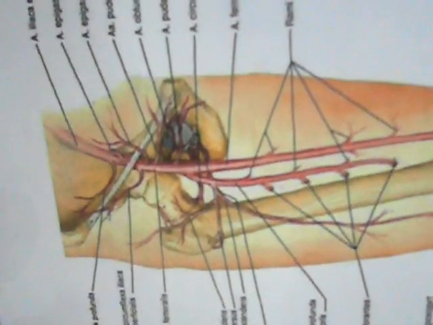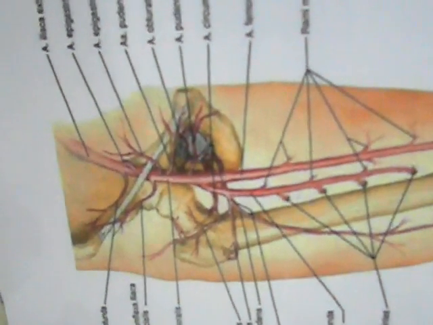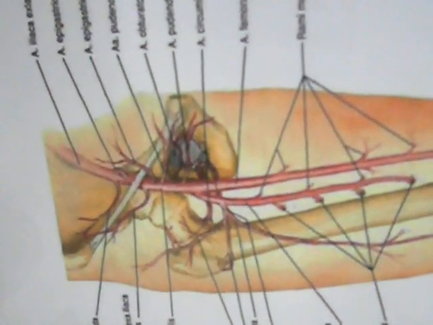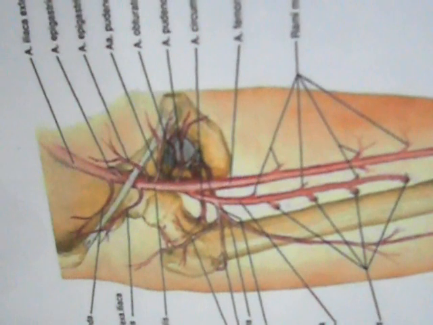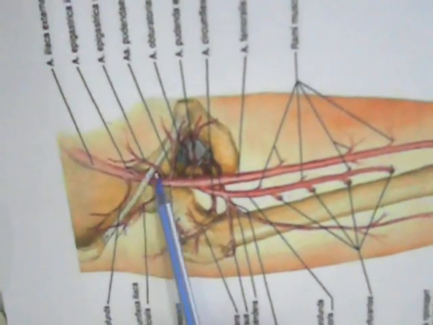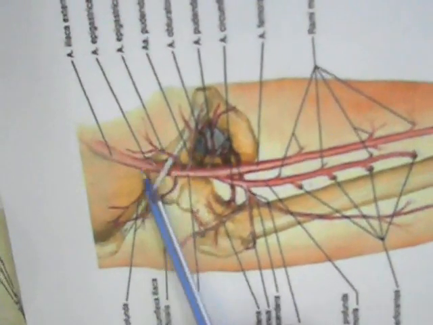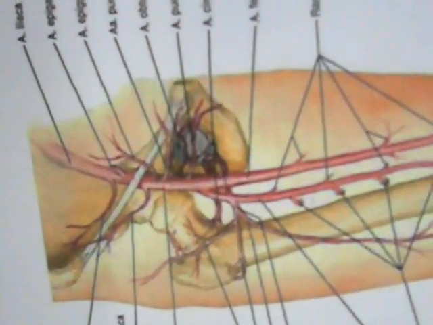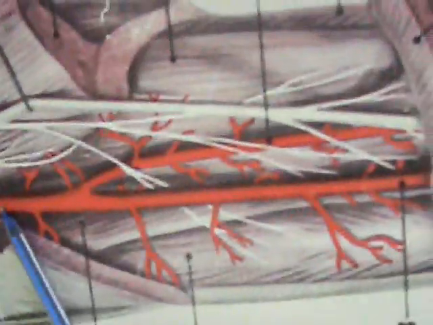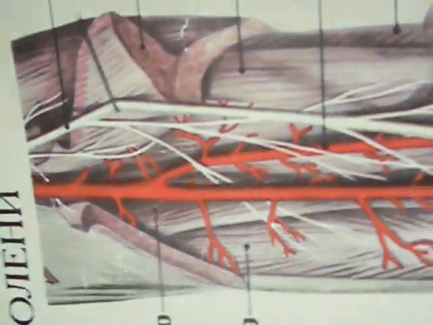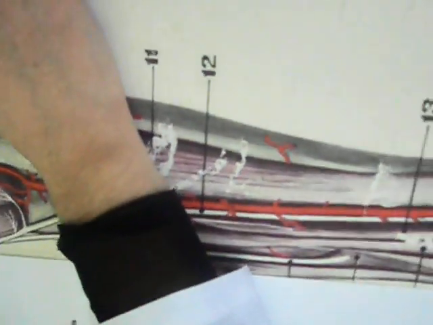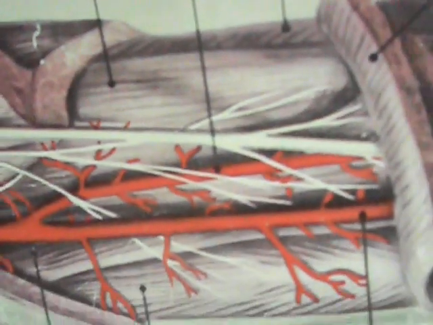In this case, the right common iliac artery divides into two, external and internal. External continues as the femoral after lacuna vasorum. Femoral continues as the popliteal. Popliteal gives two terminal branches, anterior tibial artery and posterior tibial artery.